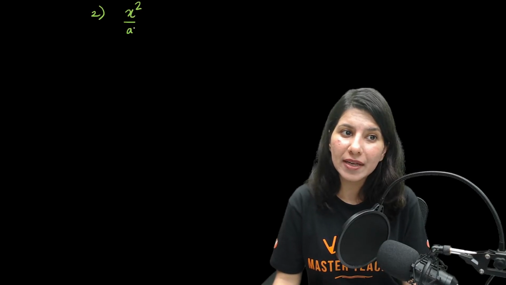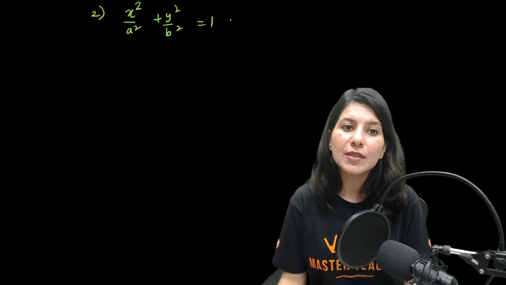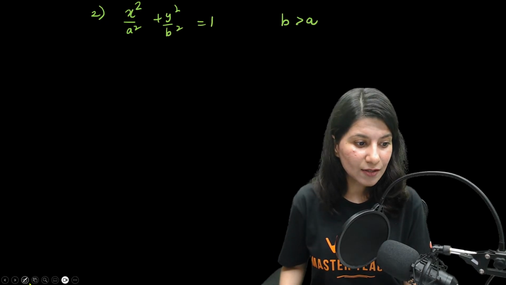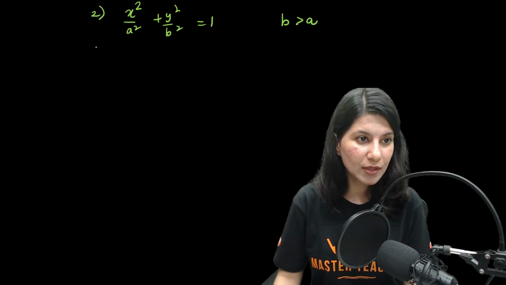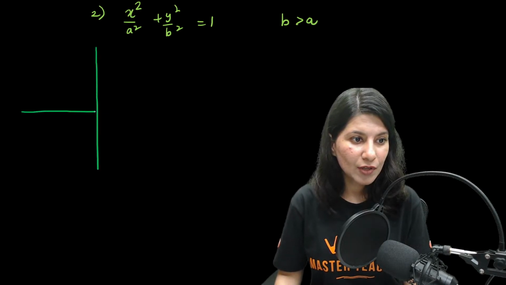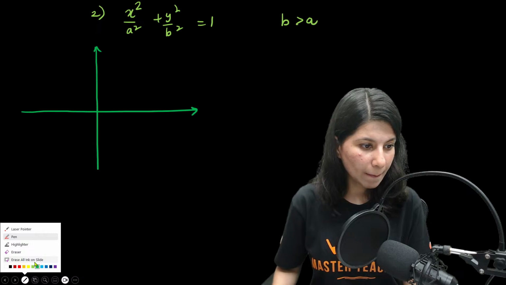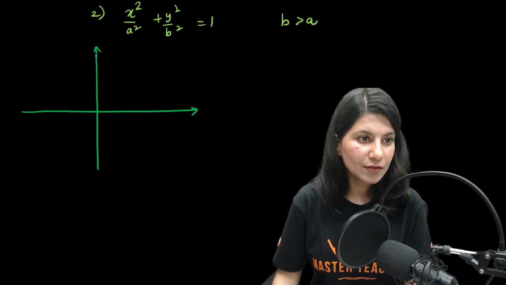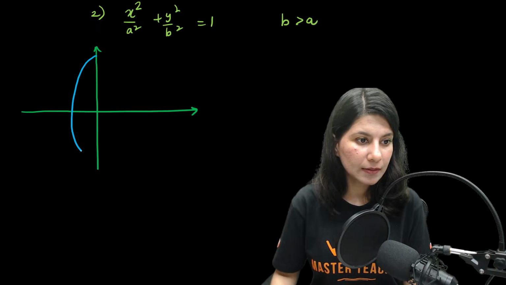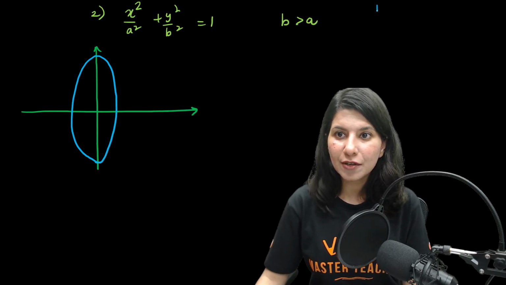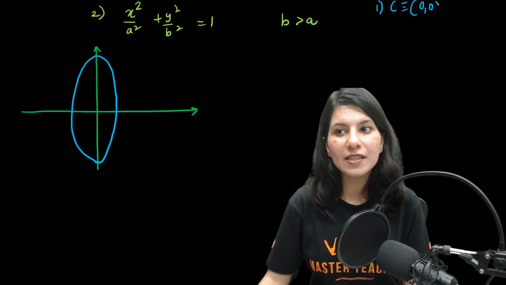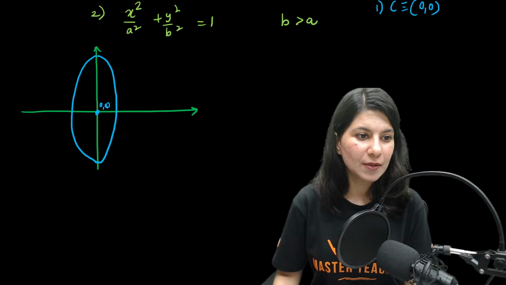Okay, now the second type of standard ellipse, x square by a square plus y square by b square equals 1. Here b will be greater than a. So this is a vertical ellipse, my dear student. The diagram will look like this. This is your vertical ellipse. Again, tell me the center of this ellipse is 0, 0.